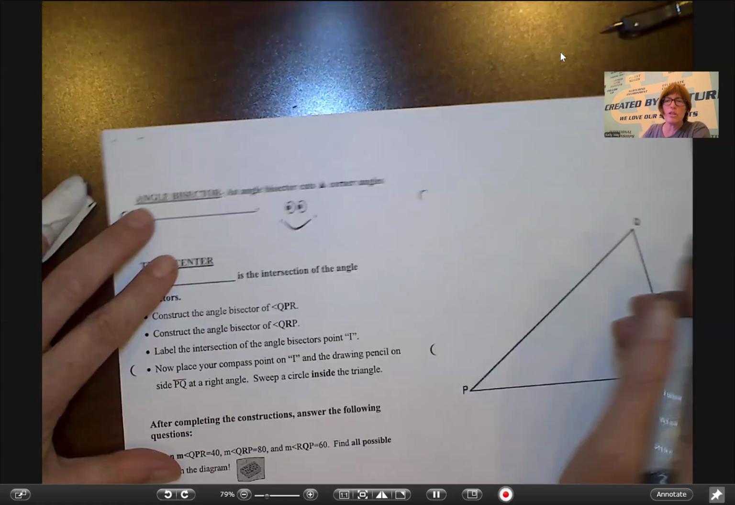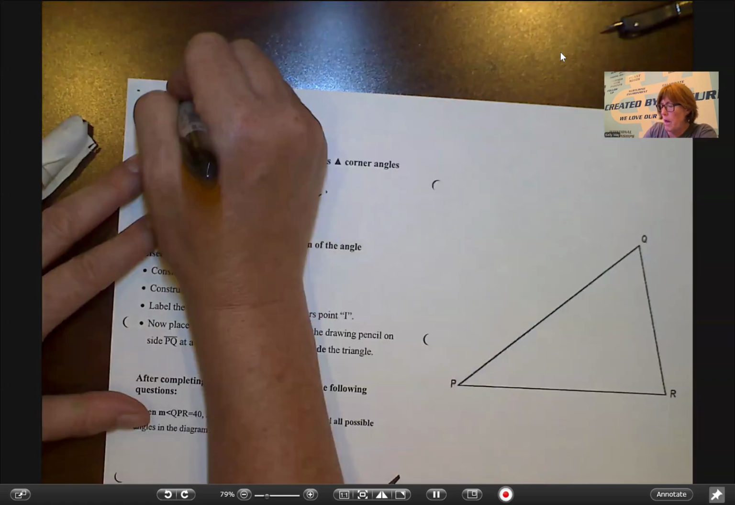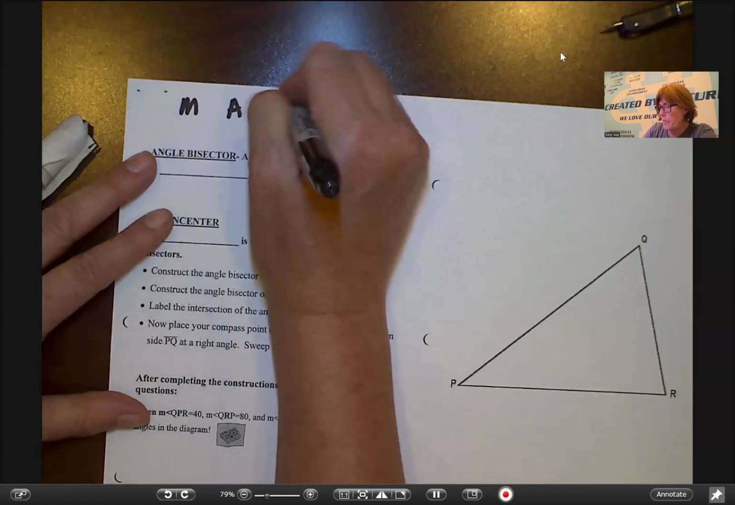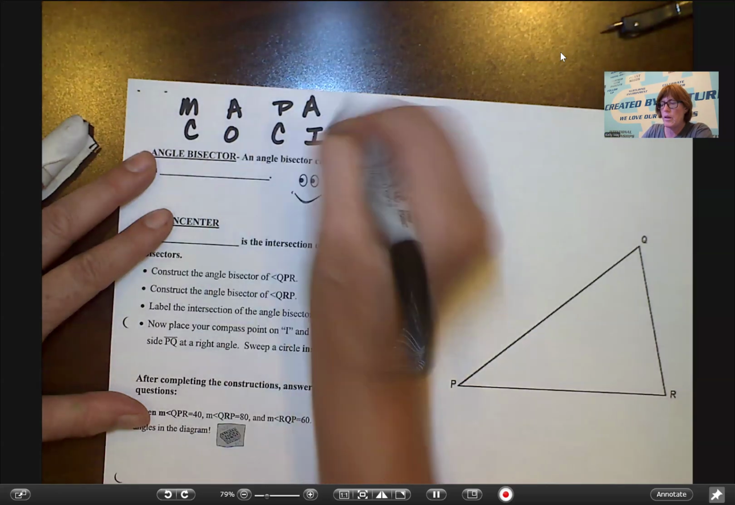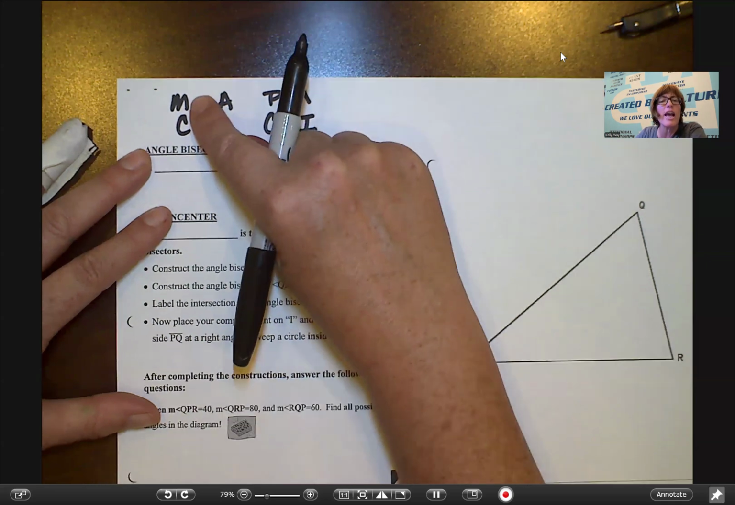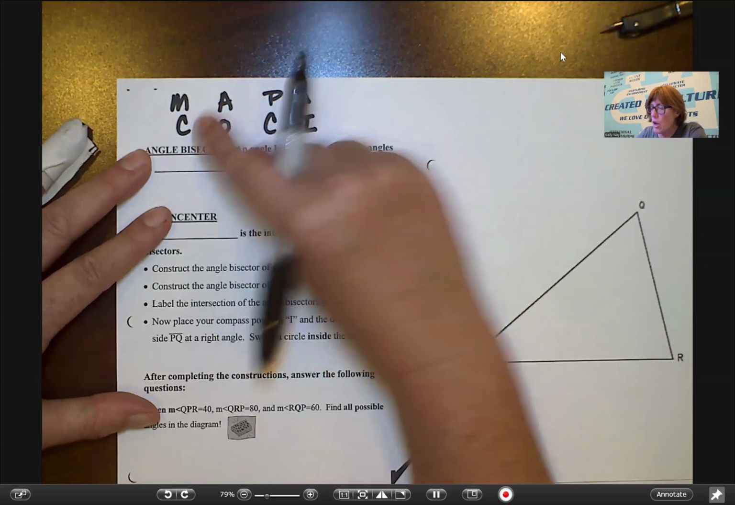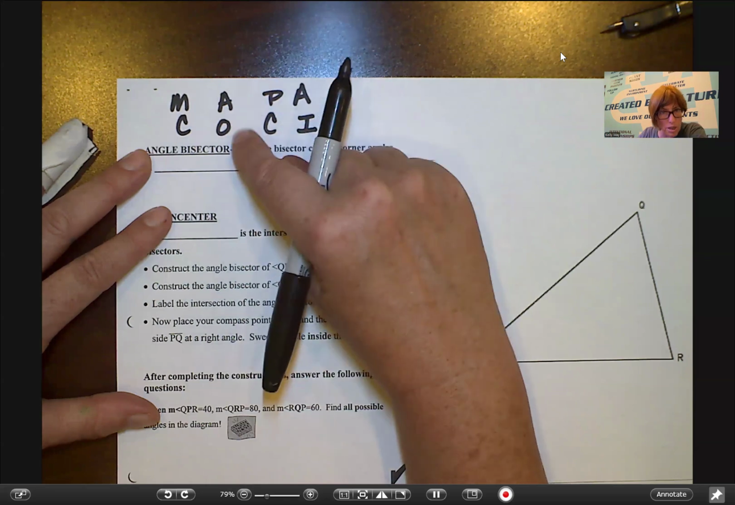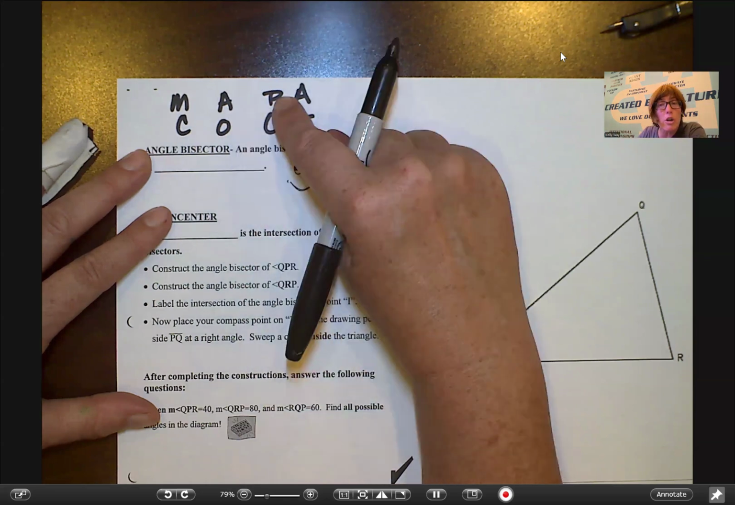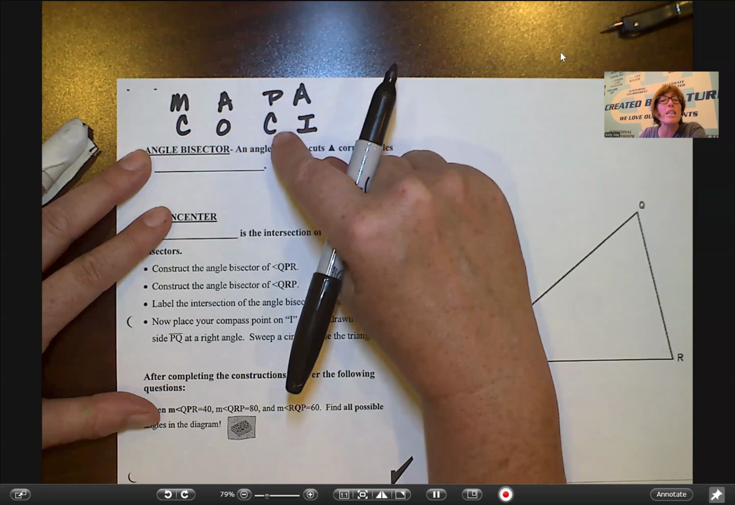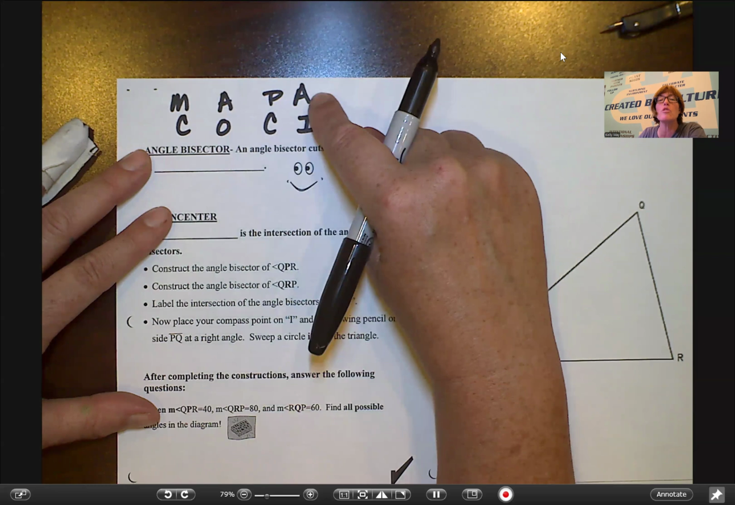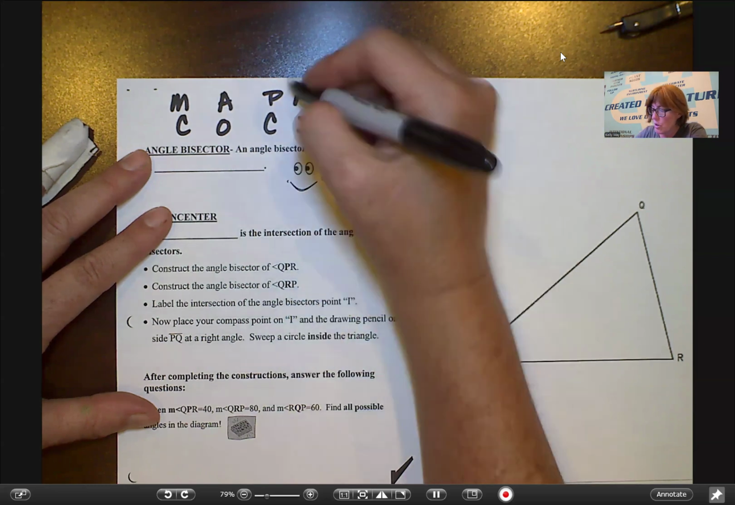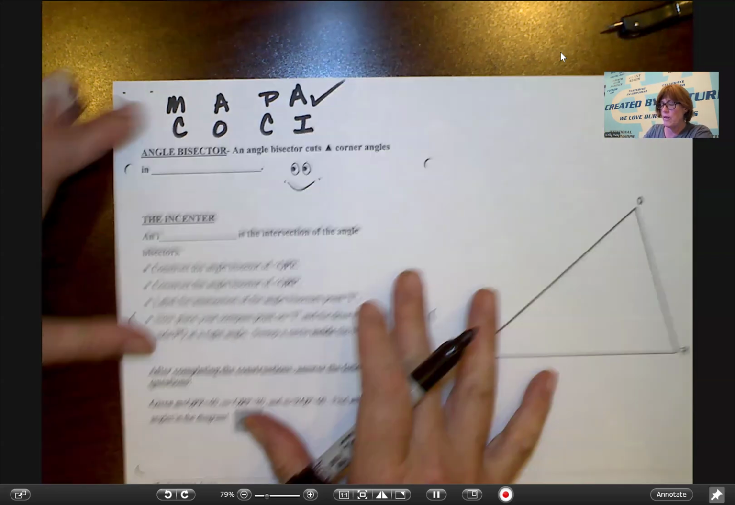And our last one. Let's just recap this really quick. MAPPA, SOSI. The medians intersect at the centroid. The altitudes intersect at the orthocenter. The perpendicular bisectors intersect at the circumcenter, and the angle bisectors intersect at the incenter. This is the last one we're doing.